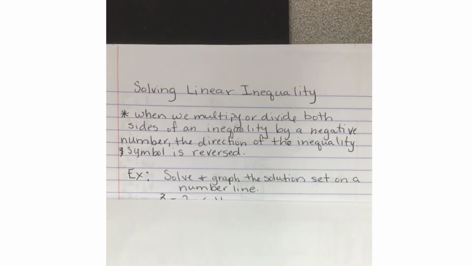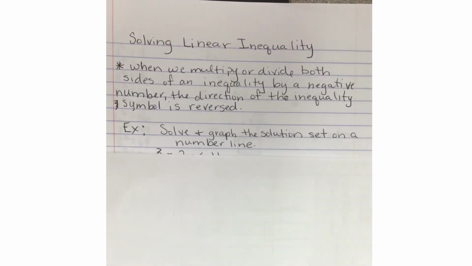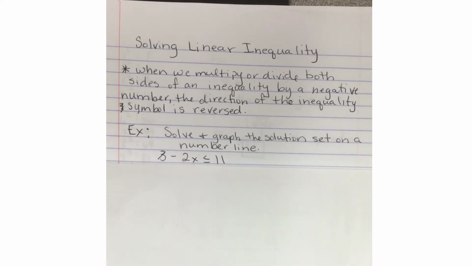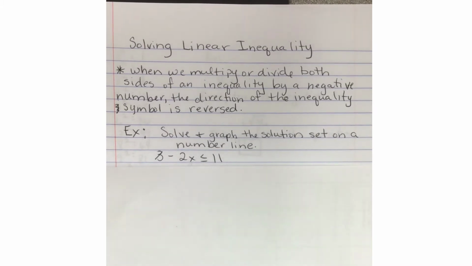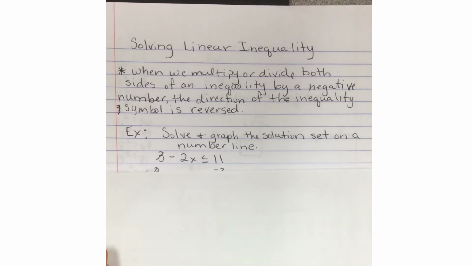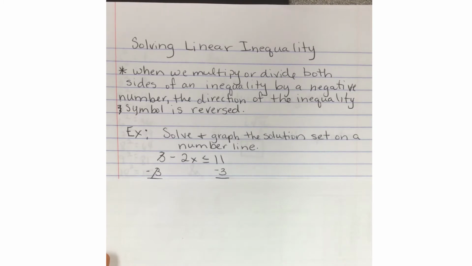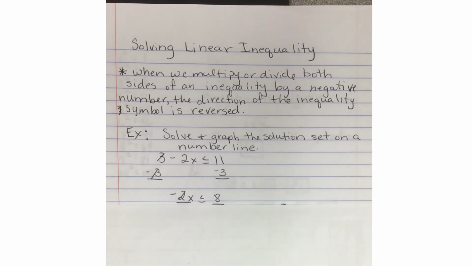So the first thing we're going to do is solve and graph the solution set on the number line. And we have the problem 3 minus 2x is less than or equal to 11. Now when you're solving an inequality, solve it as if that inequality sign is an equal sign. So the first thing we would do is subtract 3 on both sides. And we're left with negative 2x is less than or equal to 8.